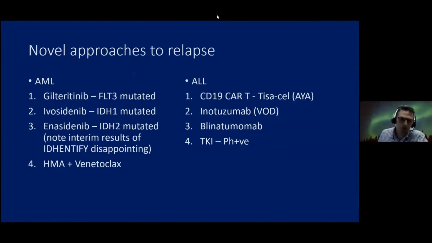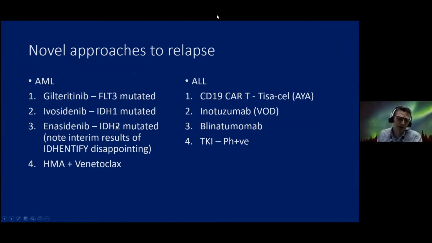So what are the novel approaches to treating relapse? I guess disease specific, if we think about AML, we have potent tyrosine kinase inhibitors like gilteritinib for FLT3 mutated AML that show great promise. And certainly in the seminal phase 3 study showing superiority over traditional chemotherapy, 20% of patients had relapse post-transplant. So this is important to be mindful of.